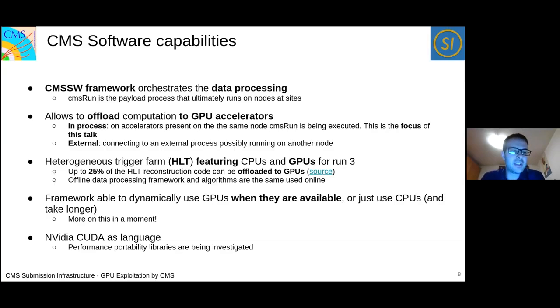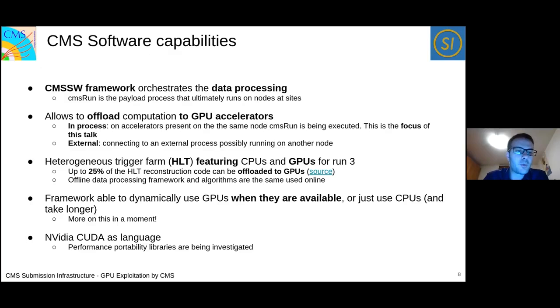So we already have a farm at CERN, the high-level trigger farm, which features CPUs and GPUs, and we plan to use this for the online calculations, so the calculations that are executed while the data is taken. And the plan is to use up to 25% of the reconstruction on GPUs. And the good thing is that the offline data processing framework and the algorithms are the same used for the online, and we can reuse those also for offline computation.